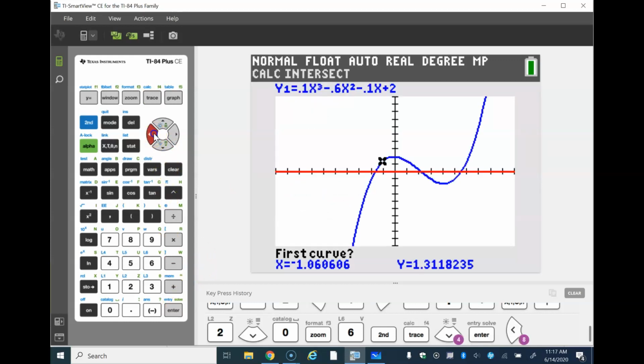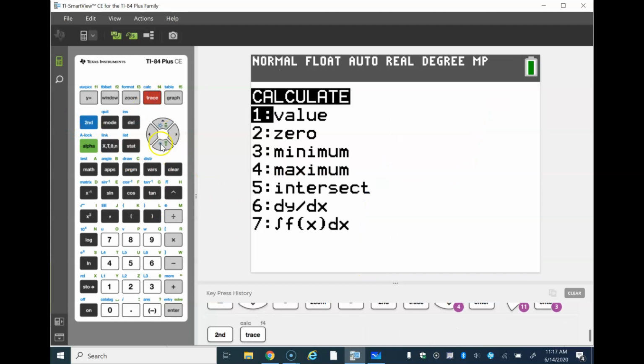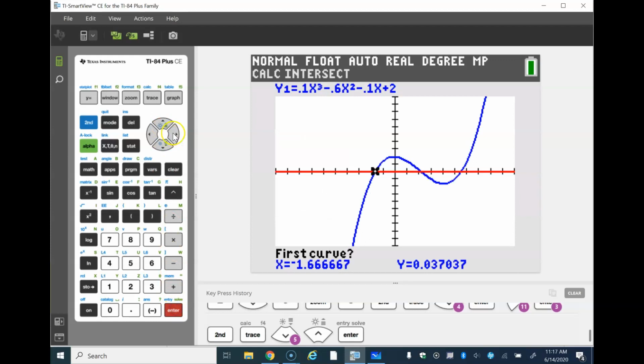So I'll go over to where I think it meets. It doesn't have to be exactly on it. I hit enter 3 times. 1, 2, 3. And my first 0 is going to be negative 1.68, blah, blah, blah. Then second trace to go back and get your next one. So I'll slide it over here.